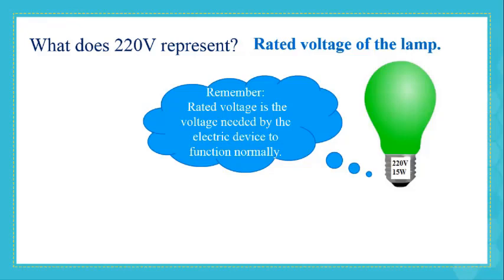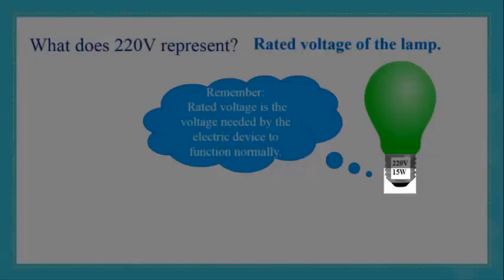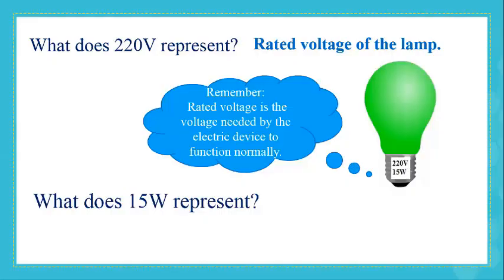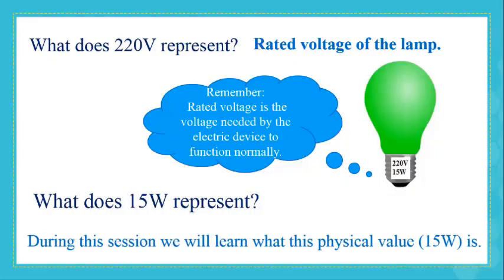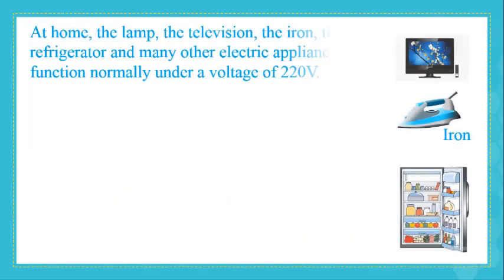Another inscription is written, 15W. What does this inscription represent? Together, we will figure out what this physical value is. At home, lamp, TV, iron, refrigerator, and many other electric appliances function normally under a voltage of 220 volt.